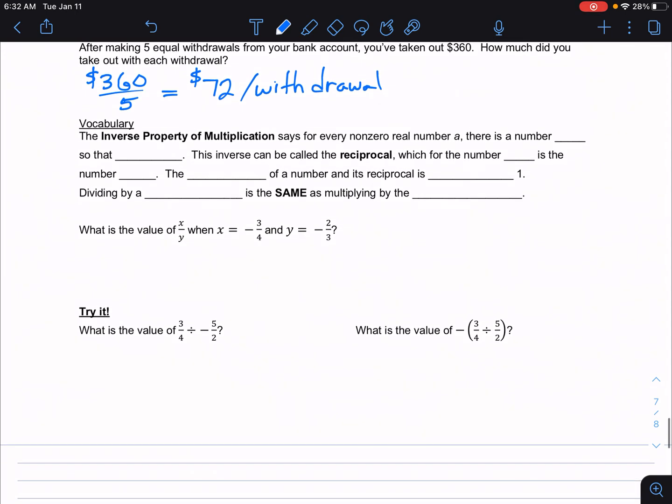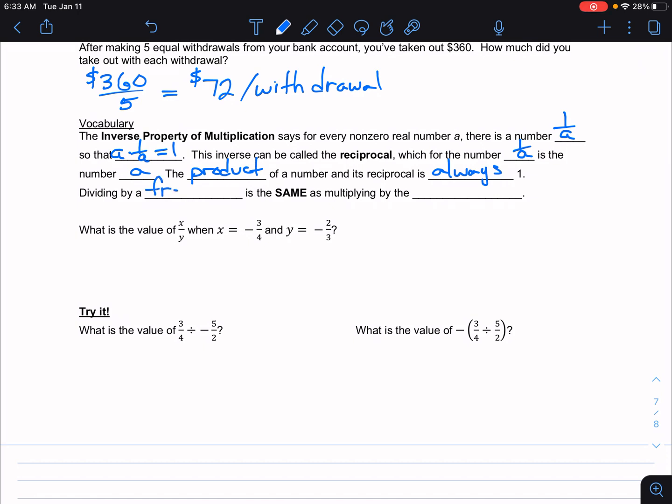Okay, just one last thing to talk about, and we're going to be done with these notes. So, last thing, the inverse property of multiplication says that for every non-zero real number a, there is a number 1 over a, so that a times that number is equal to 1. This inverse is what we call the reciprocal, which for the number 1 over a is just a, and vice versa. The product of a number and its reciprocal is always going to be 1.